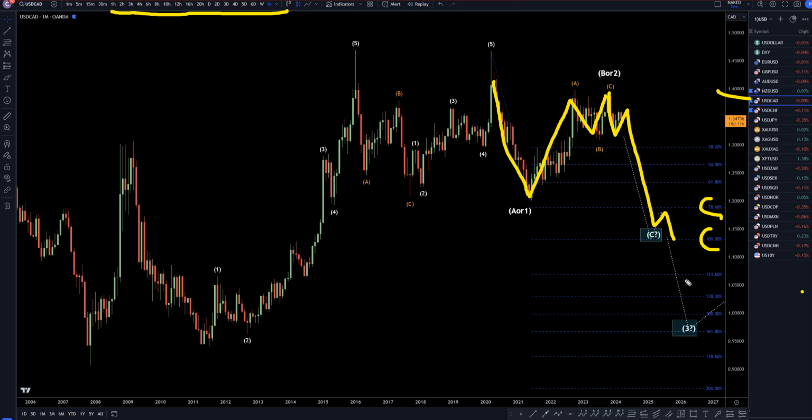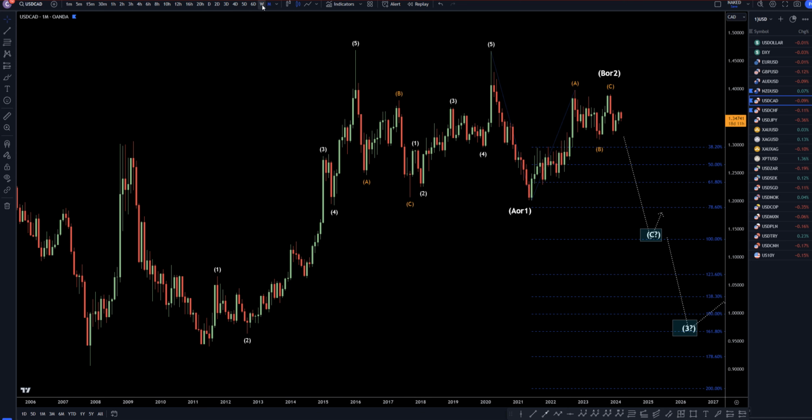I think more likely going down to one of these two Fibonacci extension levels if it is a wave C, or if it really is a wave 3, it could possibly go all the way down to the 161% Fibonacci extension. Either way, I definitely don't think it's important to know whether we're looking at a C or a 3 at this point, because either way, it should turn into a significant downtrend.